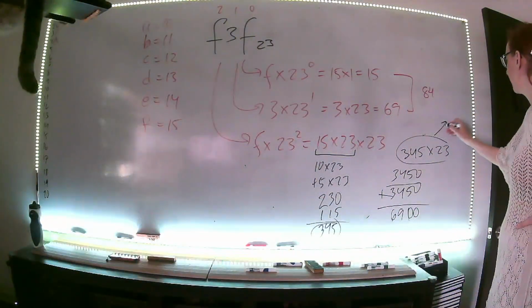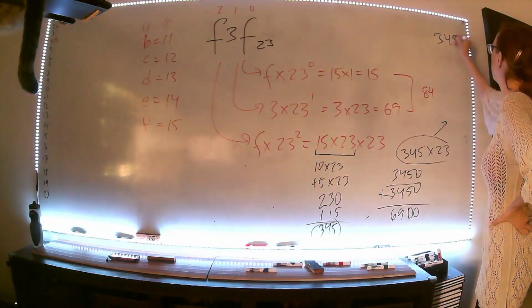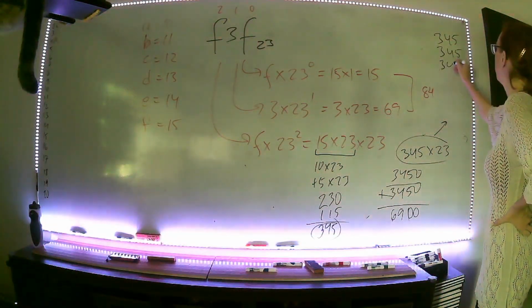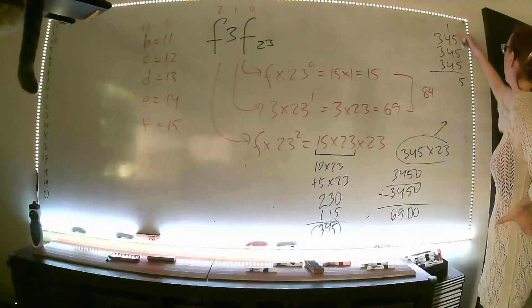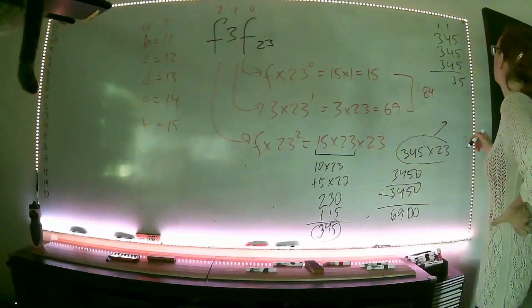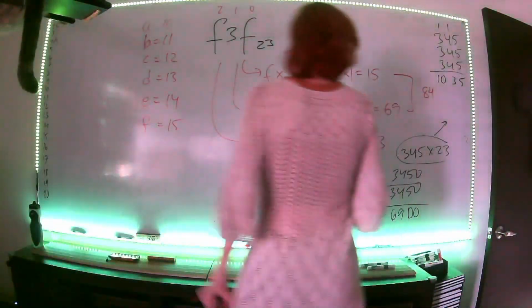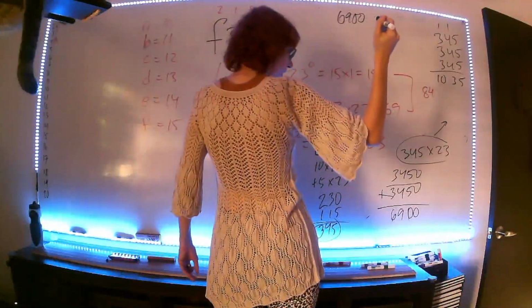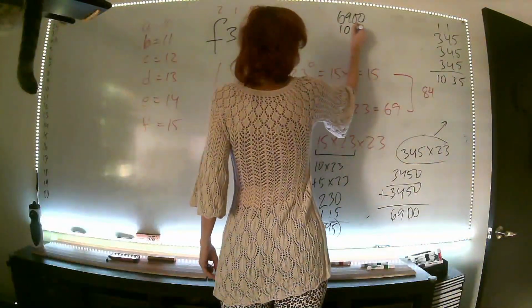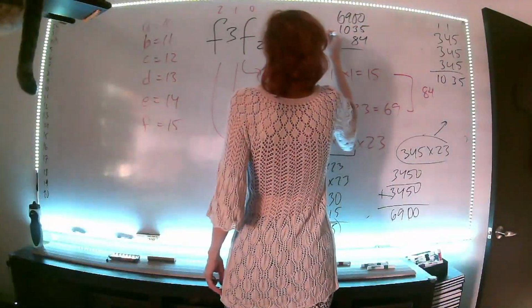So I take 3 times this number, 4, 5, 3, 4, 5. So I have a 15 there. Then I have a 13 there. So then I have 1,035. So I have the 6900 and I have the 1035 plus the 84 that we had before.